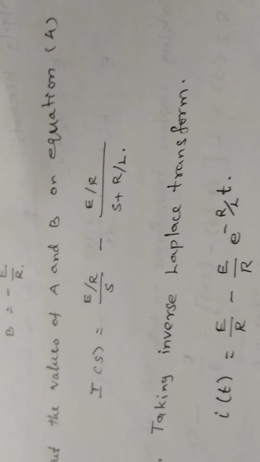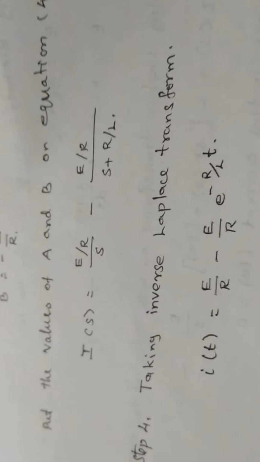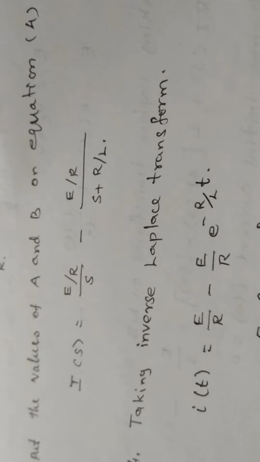Take the inverse Laplace transform. i(t) is equal to E by R. The inverse of 1 by s is a constant, so E by R is the constant. Then for 1 by (s plus a), the inverse is e to the power of minus a t, which is the formula.